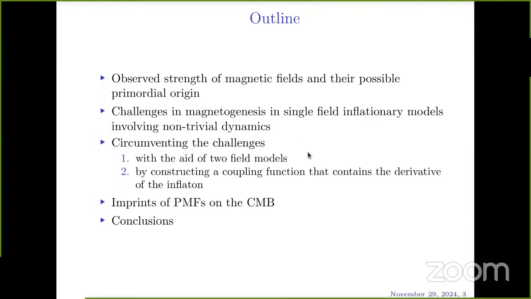Next, I will talk about how we circumvent those challenges, firstly with the help of two-field models of inflation. And then another alternative is by constructing a coupling function that contains the derivative of the scalar field, the inflaton. I will elaborate on these methods that we have used. Then before concluding, I will talk about the imprints of these primordial magnetic fields, which we have generated during inflation, on the cosmic microwave background spectra.